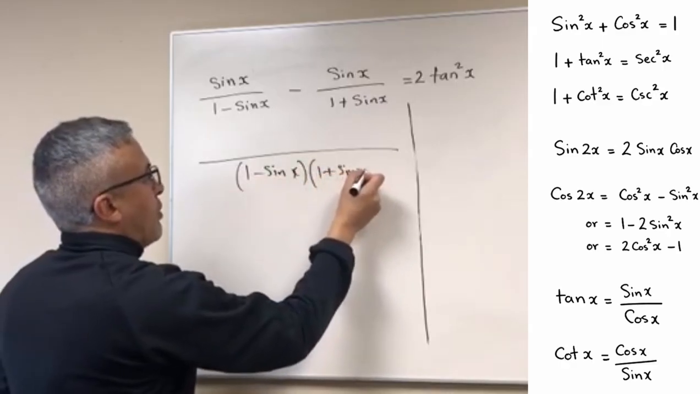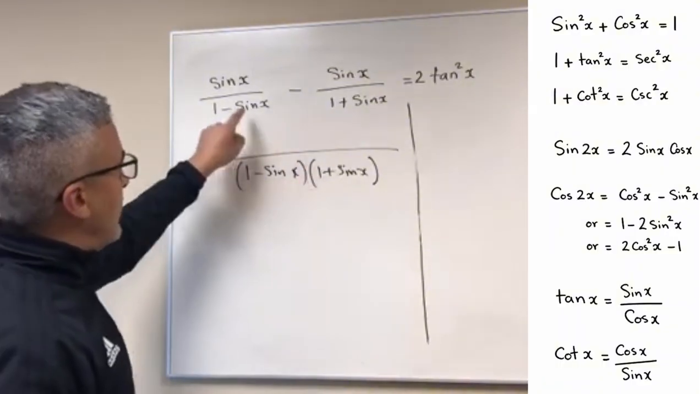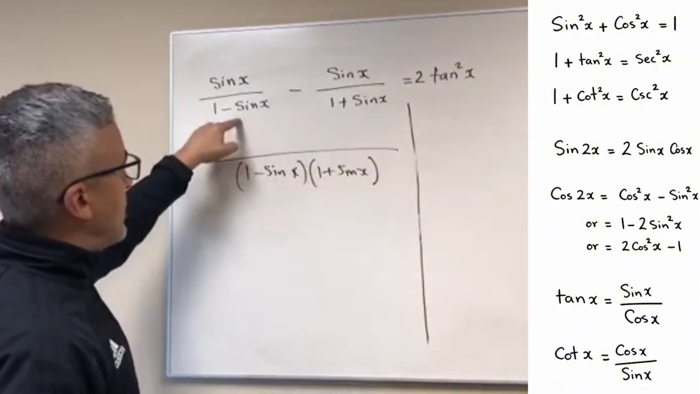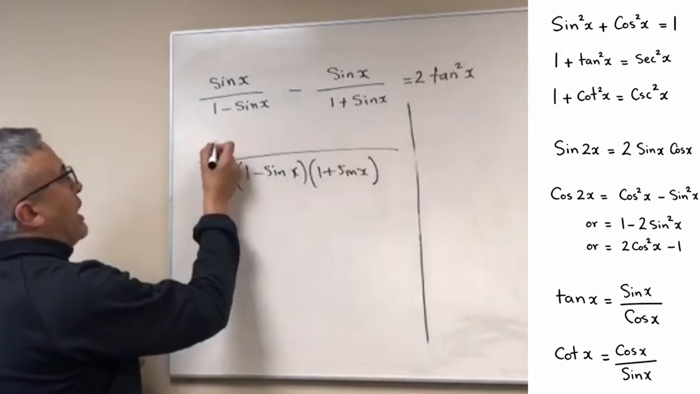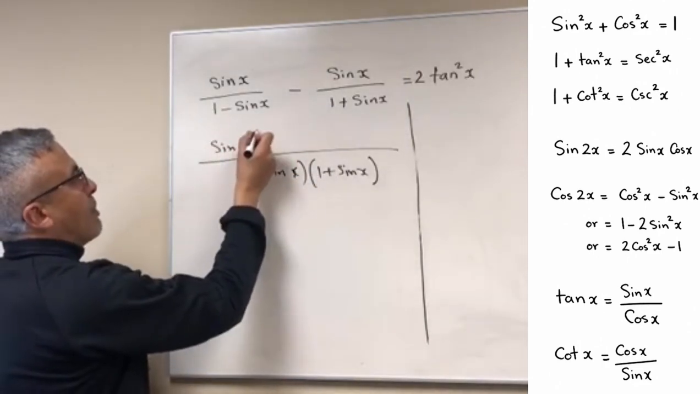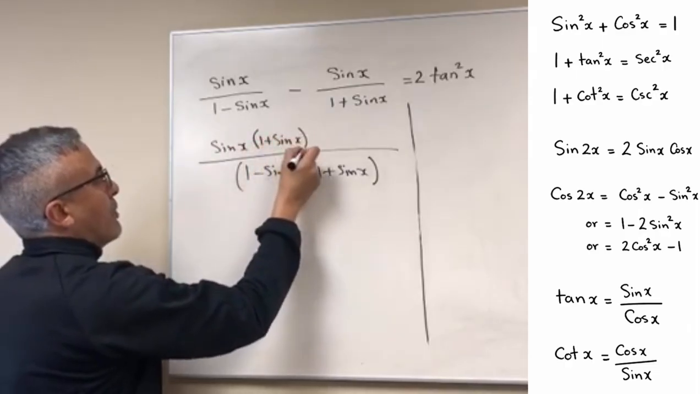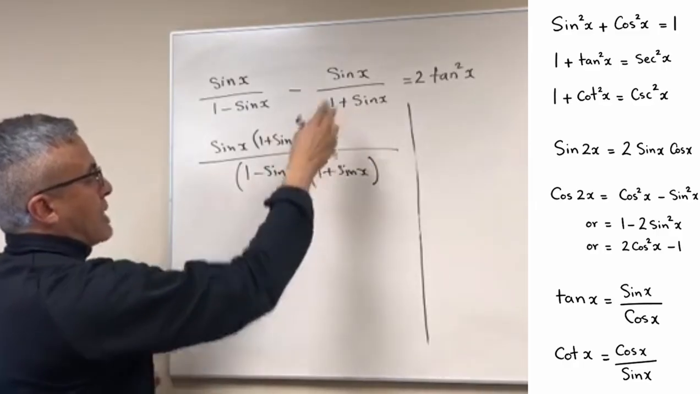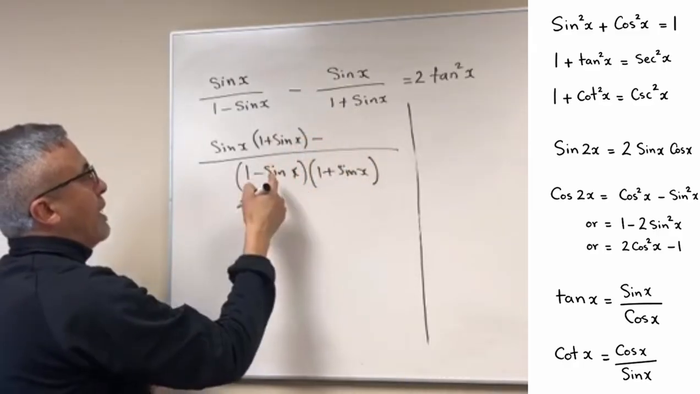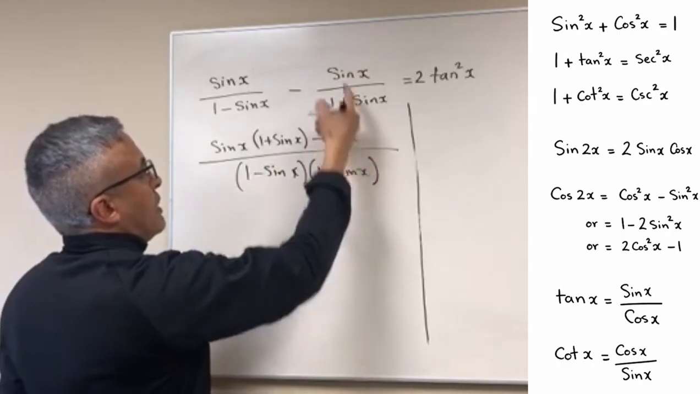Now I divide the common denominator by the denominator on the left side, and if you divide that by 1 minus sine x, the 1 minus sine x will cancel, and so you multiply sine x by the 1 plus sine x. And the same thing, if you divide by the second denominator there, you're left with 1 minus sine x, and that's what you multiply sine x by.